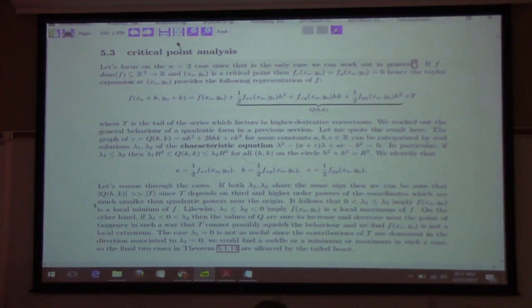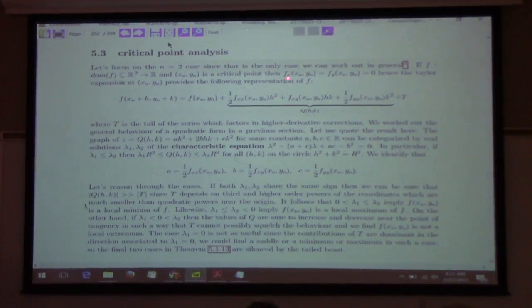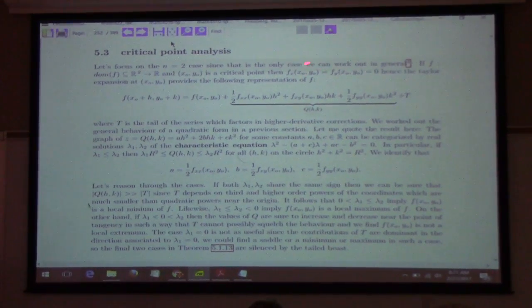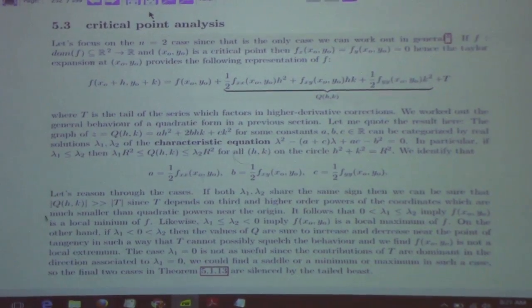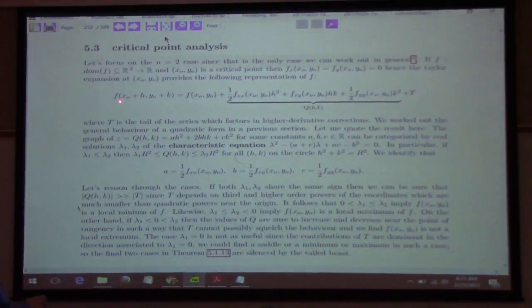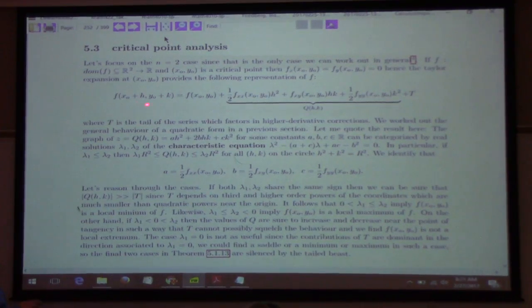So a critical point is one for which the first derivative with respect to x and y of the function at the point is zero, all right? So in that context, the multivariate power series expansion of f looks something like this, right? This is like the best quadratic approximation to the function. And this piece over here would be cubic or quartic or quintic pieces. I mean, it'd be higher order data.